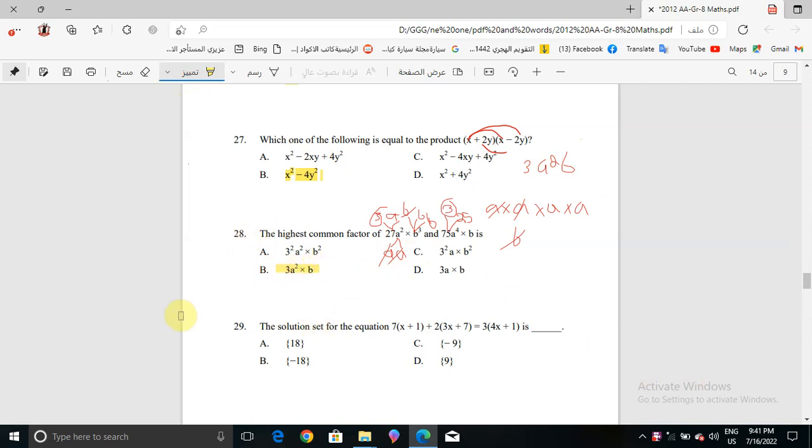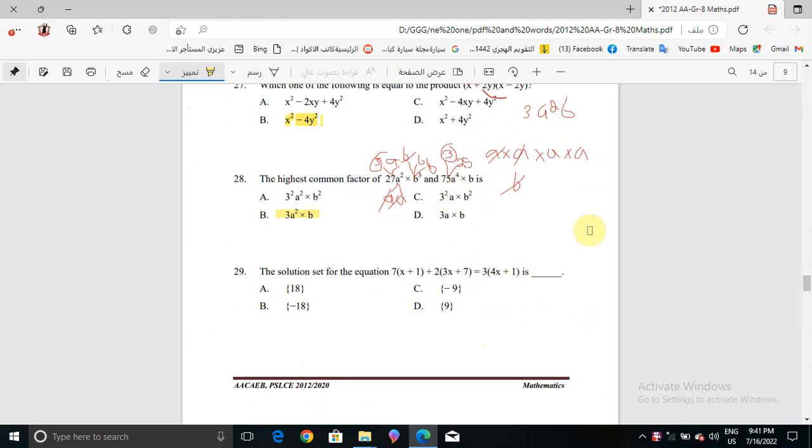Now question number 29, the solution set for the equation 7 times (x plus 1) plus 2 times (3x plus 7) is equal to 3 times (4x plus 1) is what? Okay, let's solve it together here.